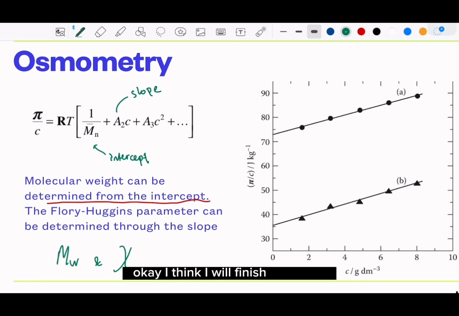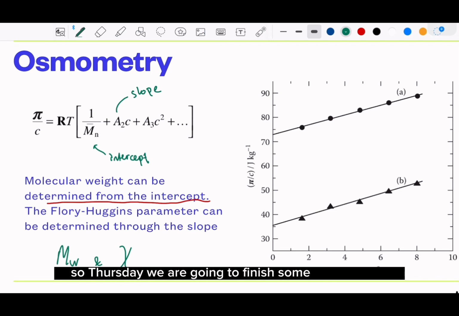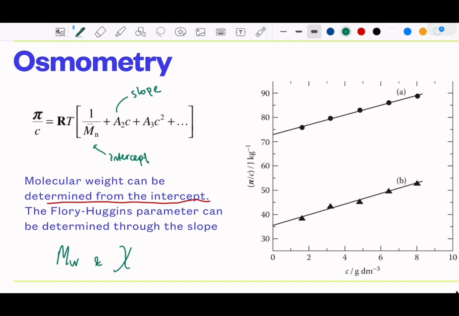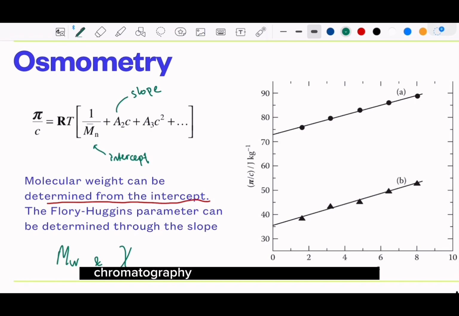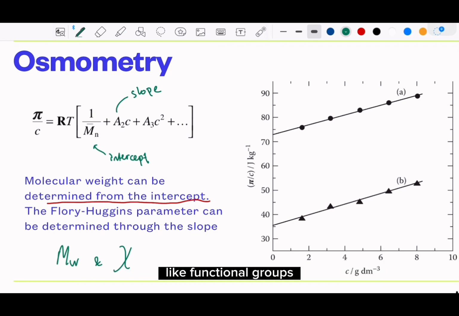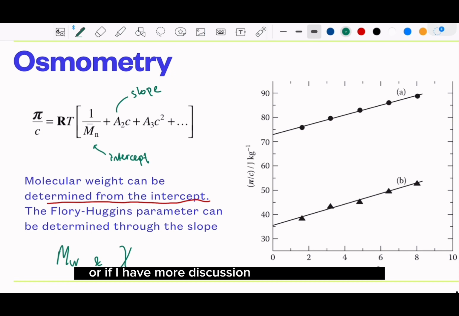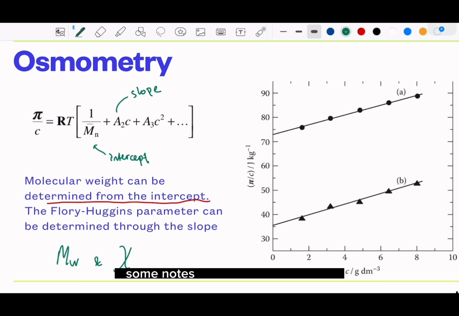Okay, I think I will finish here. So Thursday we are going to finish some parts of this characterization, which is light scattering, gel permeation chromatography, and other methods as well, like functional groups. Hopefully it can be finished within 1 hour. Or if I have more discussion, I will give you some notes, just for additional notes. So I think that's all for today.